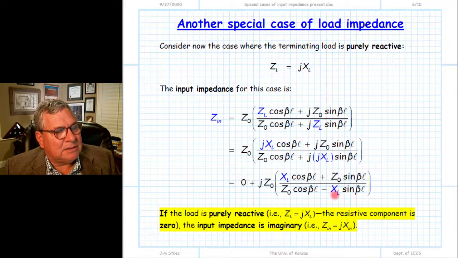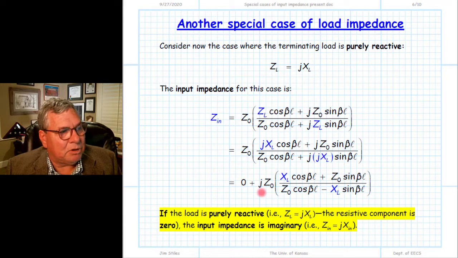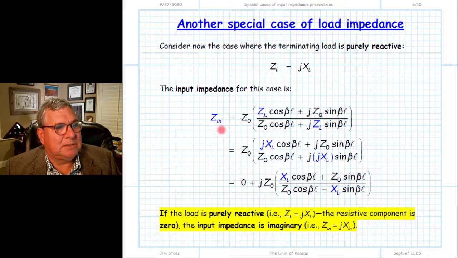XL, remember, is a real value, so everything in this part is purely real, and multiply that by j, we get a purely imaginary result. In other words, if we terminate our transmission line in a reactive load, then the input impedance will be purely reactive. Now, it's going to be a different reactance than the original load reactance.